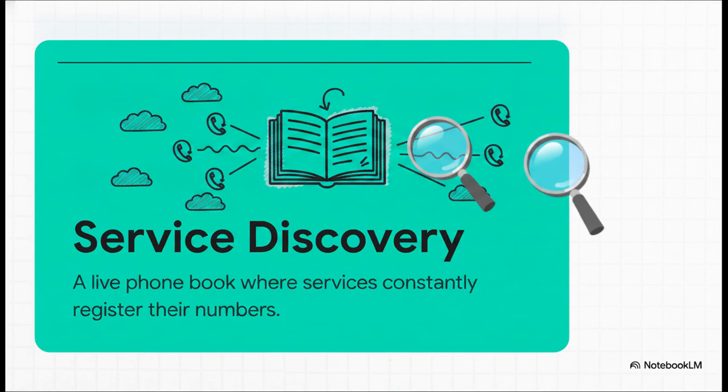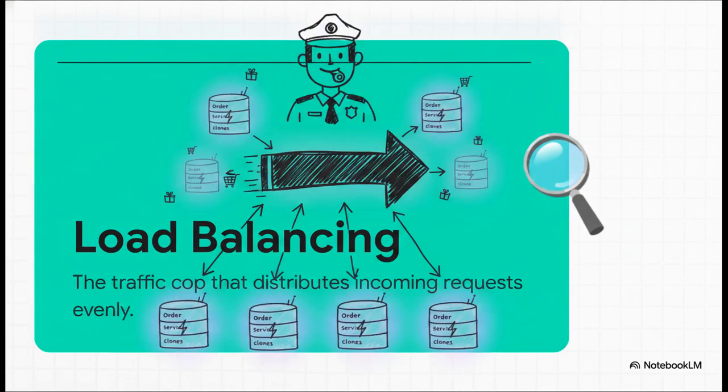It acts exactly like a live phone book. As new clones are spun up, they constantly register their new phone numbers in this book, so every other service knows exactly how to reach them in real time. Meanwhile, load balancing steps right in as the traffic cop. If you have 5 clones of the order service, the load balancer evenly distributes that massive flood of incoming Black Friday shopping requests across all 5. This ensures that no single clone is ever crushed under the weight of the traffic.